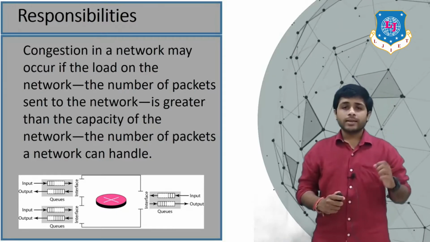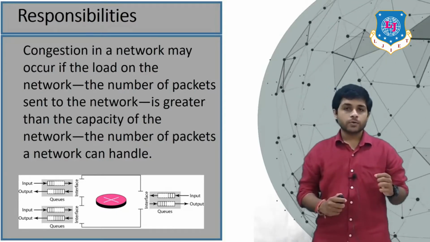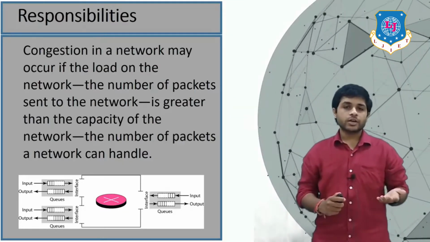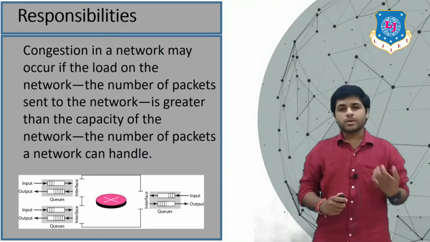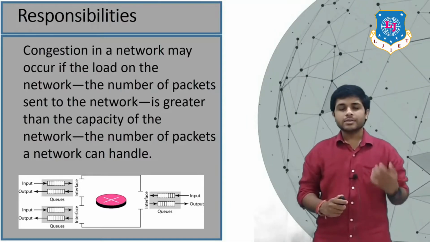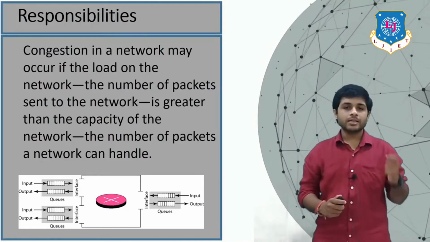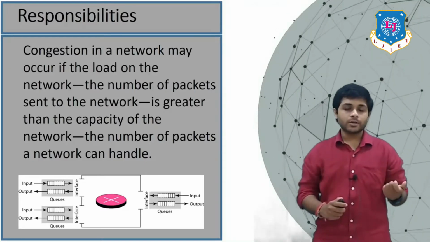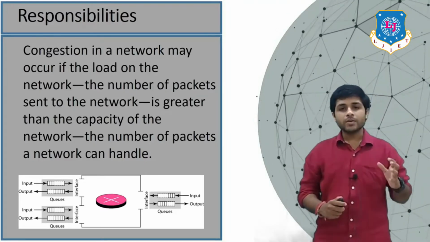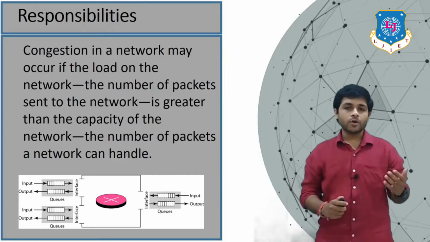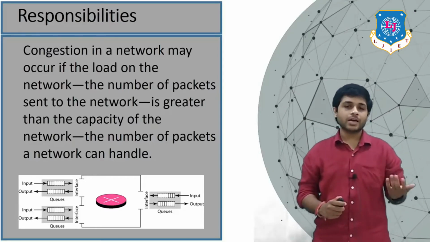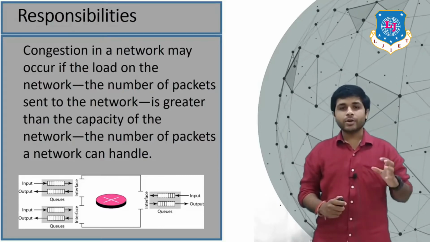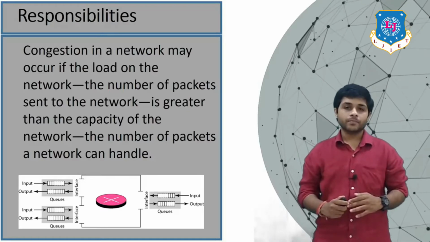So when the number of packets sent to the network is greater than the capacity of the network, it will create congestion. Suppose your computer is sending 10 packets per second in a link which could transfer 5 packets per second only. In that case, the link will be congested very soon and all the remaining packets will be discarded by the link. So the sender should be sending packets according to the capacity of the link.